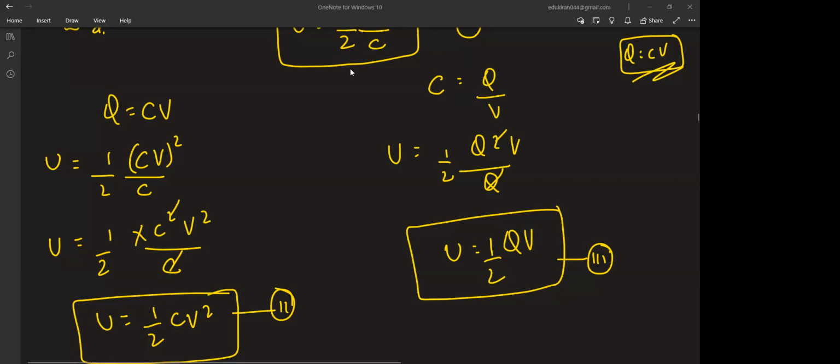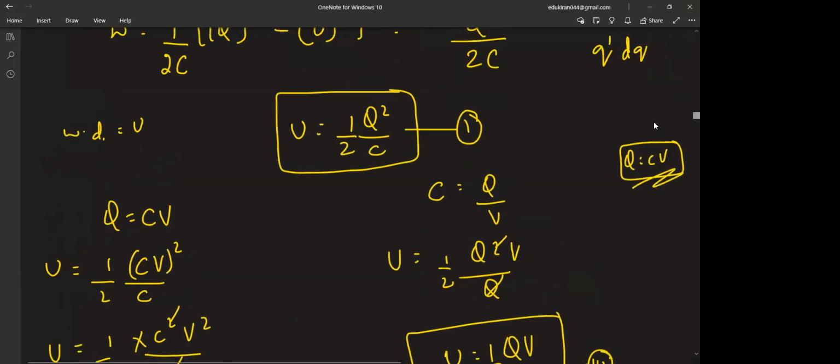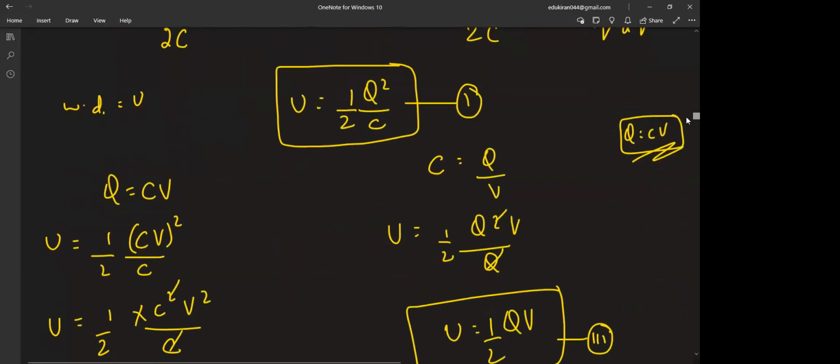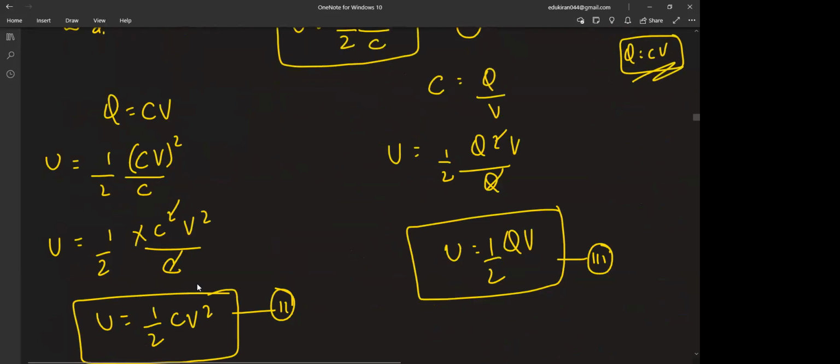No, not necessary. If it's not a long question, if it's just a 2 marks or 3 marks question, then mention any one of these. If you even write till here, half Q square by C, that is enough. Just in case it's a long question, 5 marks, because no steps are there, we sometimes have to expand. So if it's a 5-mark question, though it should never be given in 5 marks, just in case it is, then mention this.